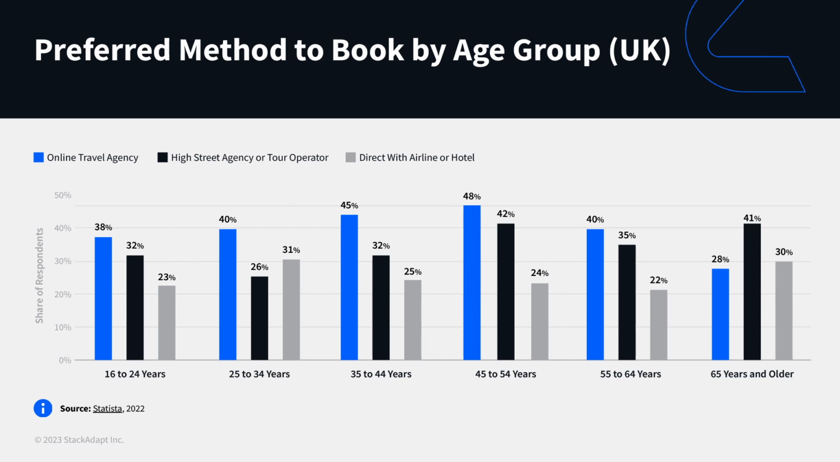So here you can see booking behavior by age group. If you're an online travel agency, you can see that 2 groups will stand out to you here, 35 to 44 and 45 to 54. And perhaps it makes sense to plug quite a bit of budget behind these 2 age groups as they are going to be your target audience. Whereas if you're a high street or a tour operator, you're more popular with the 65 and over group. So perhaps it makes sense for you to cater to them.